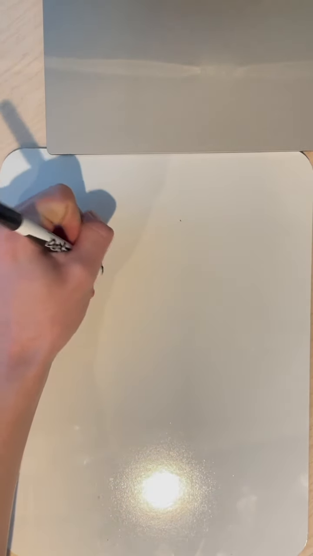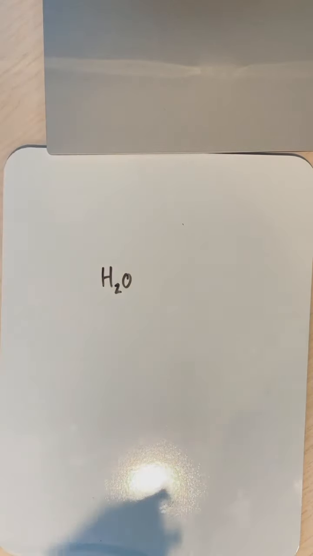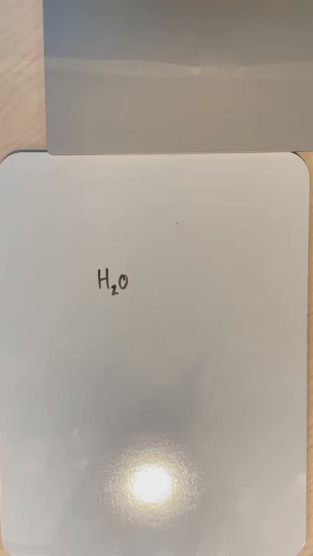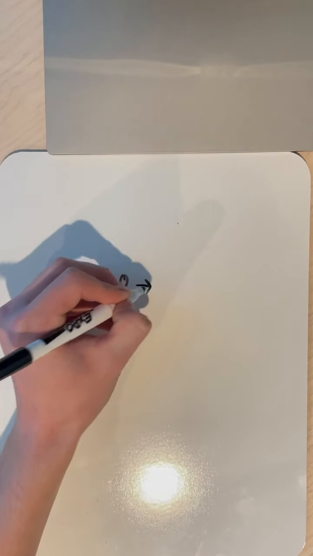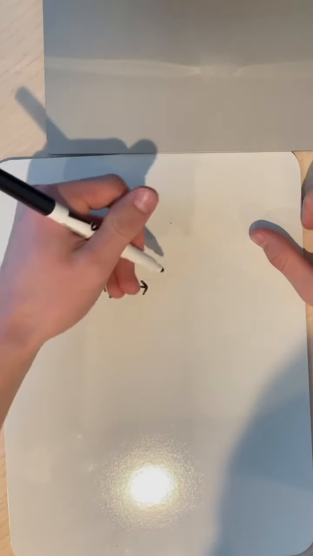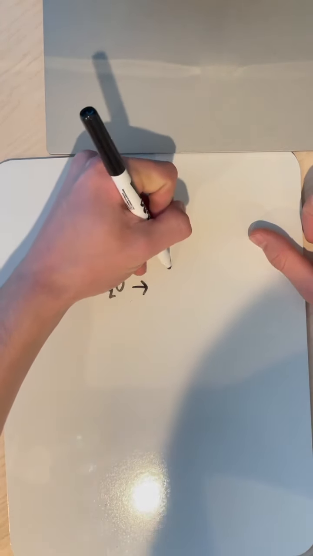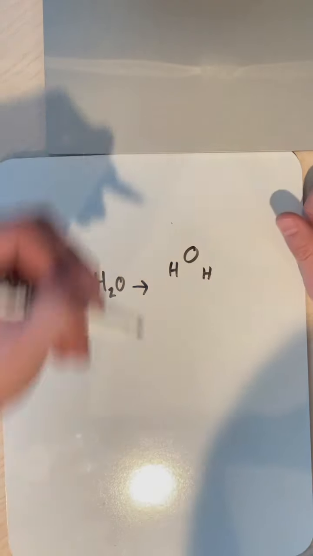So let's take water for example. So here we have water, H2O, write it like that. Now water, if we write it out on a Lewis dot diagram, or at least without any proper electrons, if you just wrote it out, you would expect it to look like that, right?